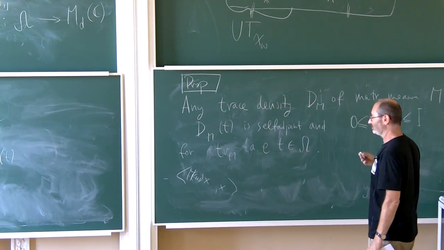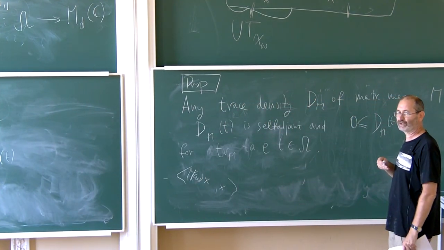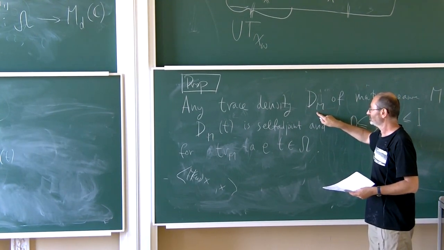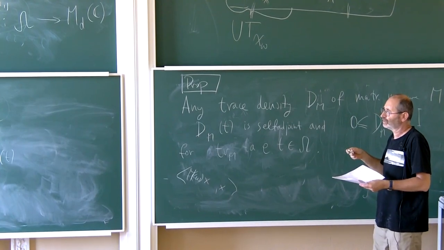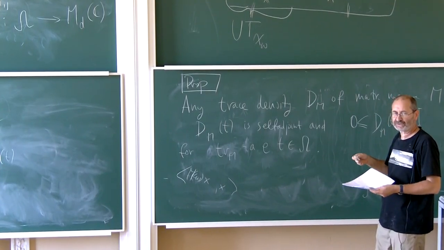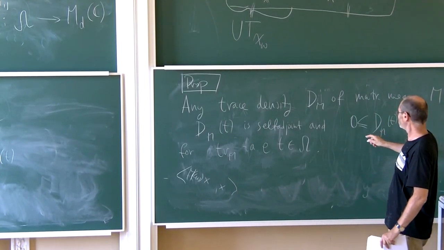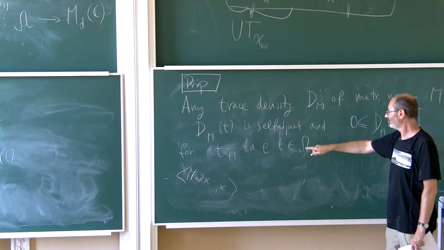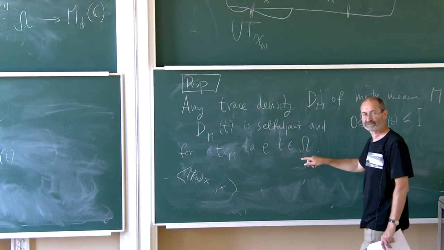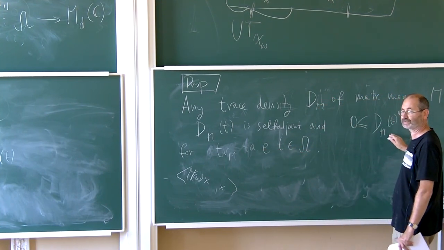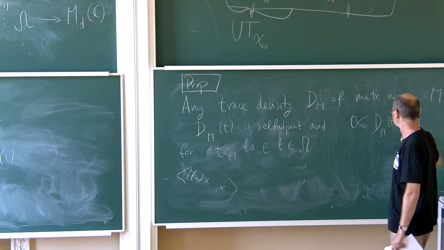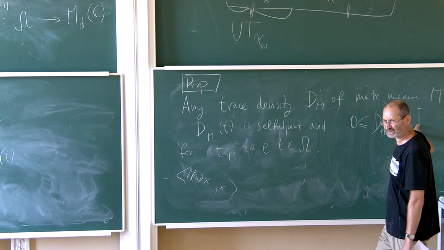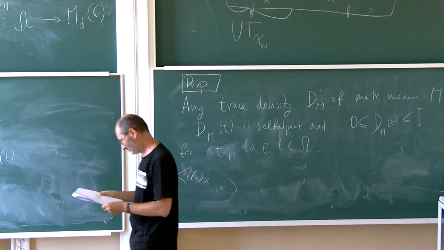We now know what will be important when we want to choose a trace density. It will not be the unique choice, but we usually choose such trace density to have this property not only for almost each t, but for each t. Especially this is convenient, to have this for each t. This is not very important, I think, but it's true.